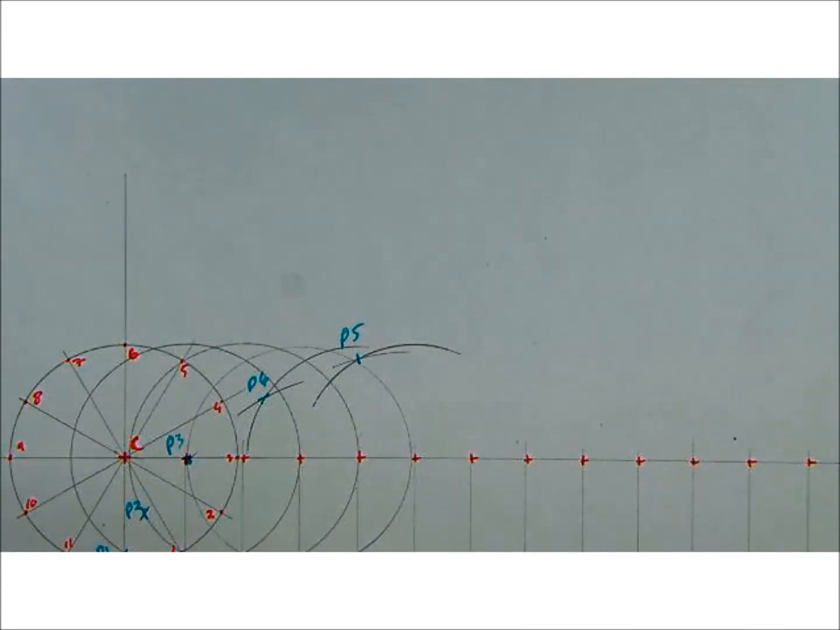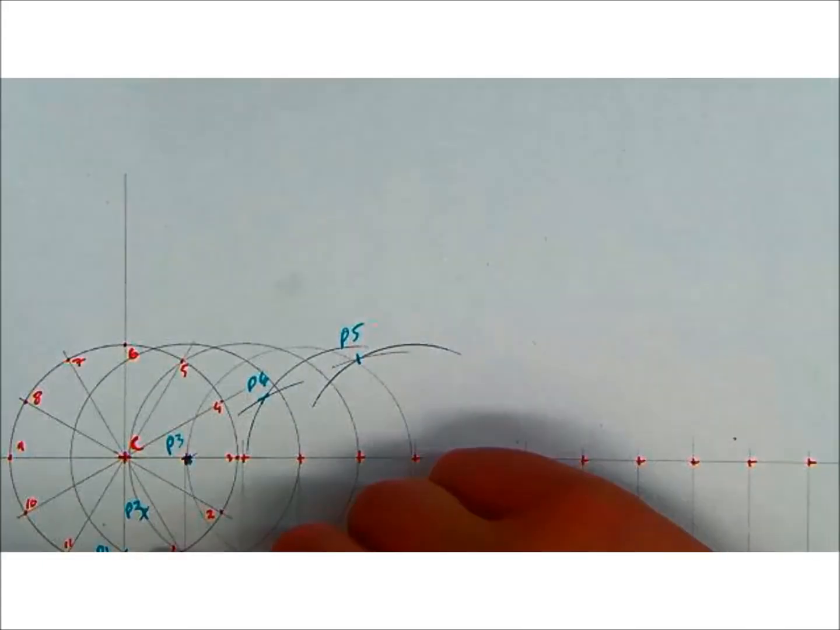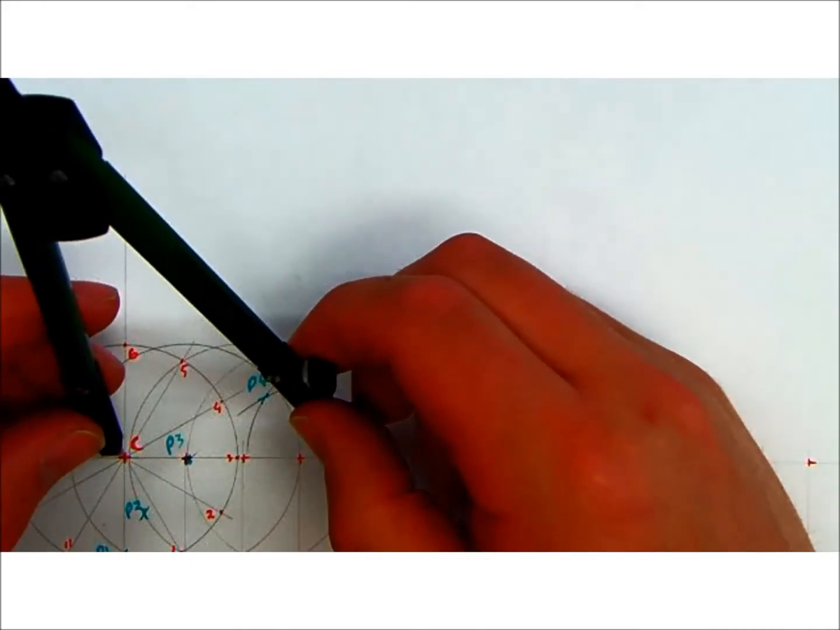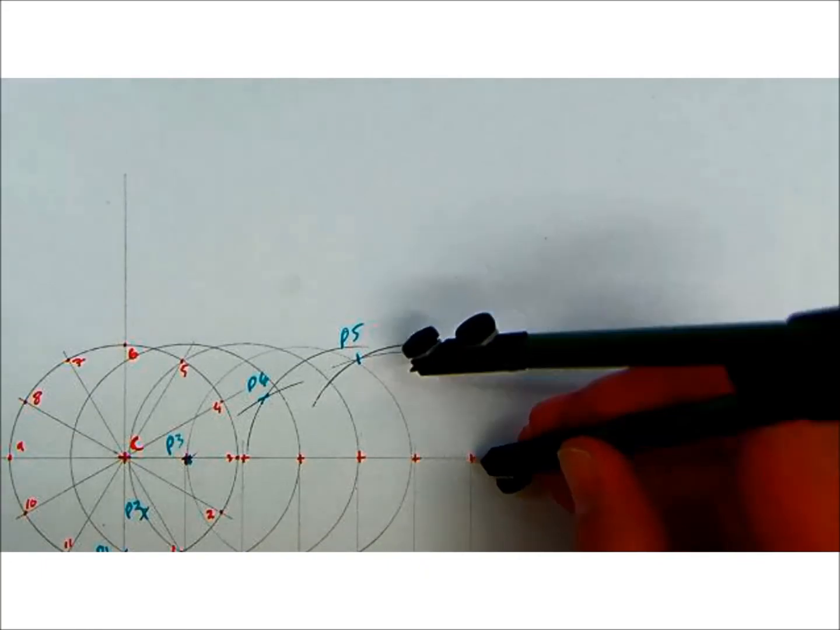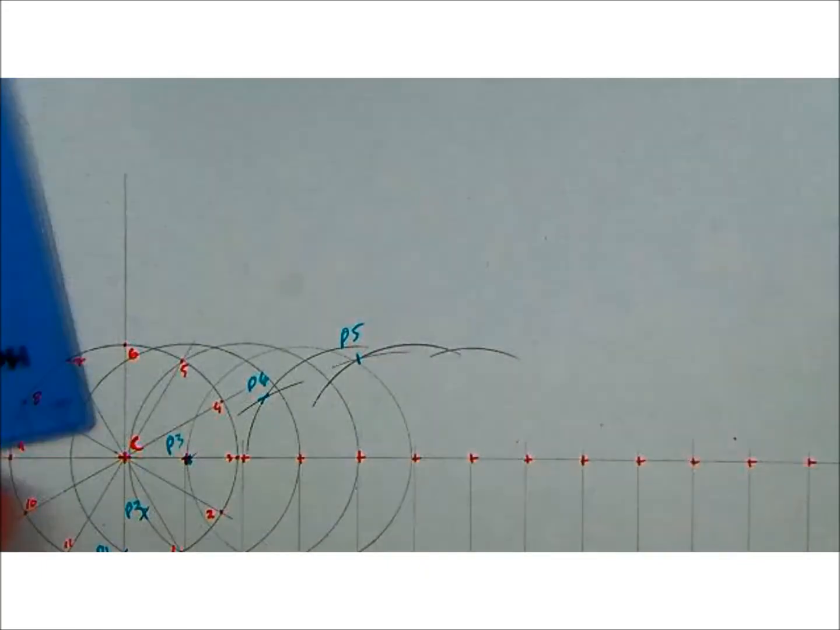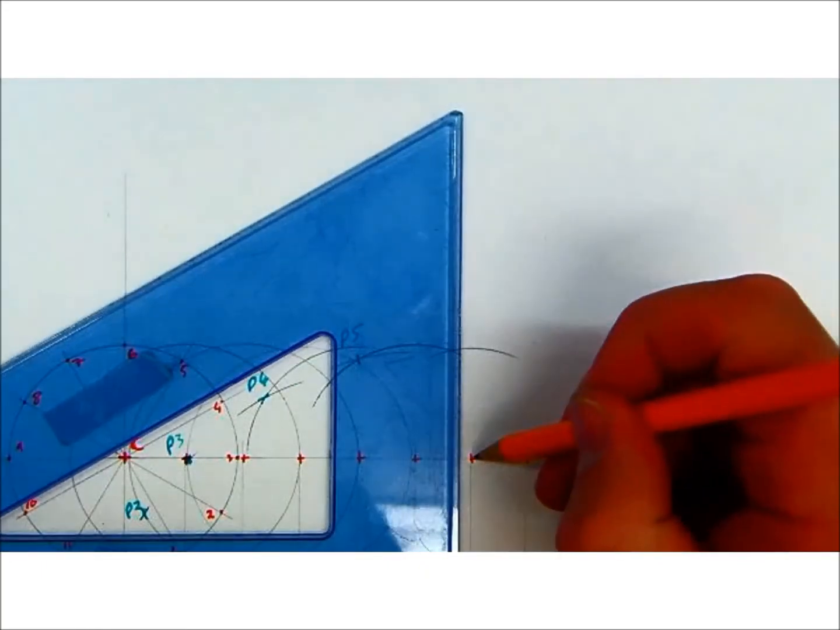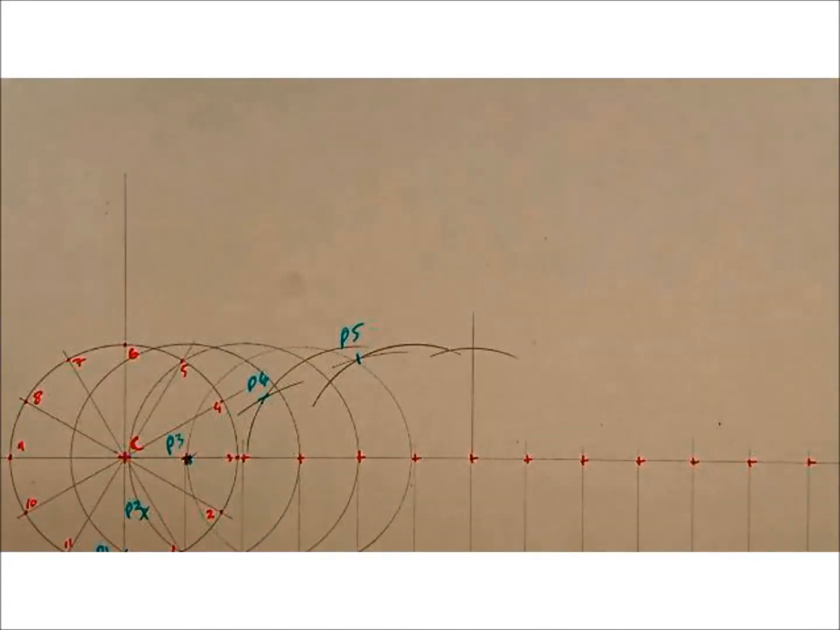6 again is a special one because it is directly above. Look, P and 6 are directly above each other. So if you draw your arc from 6 and draw a line straight up, it'll give you point P6.